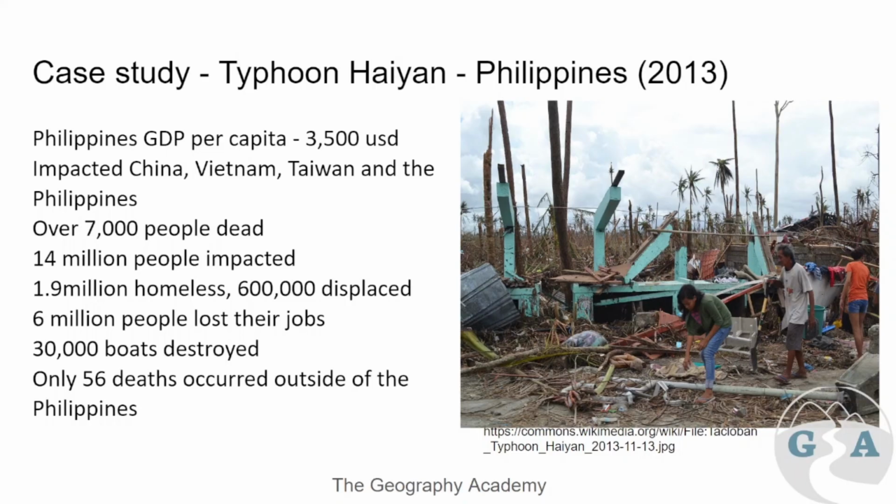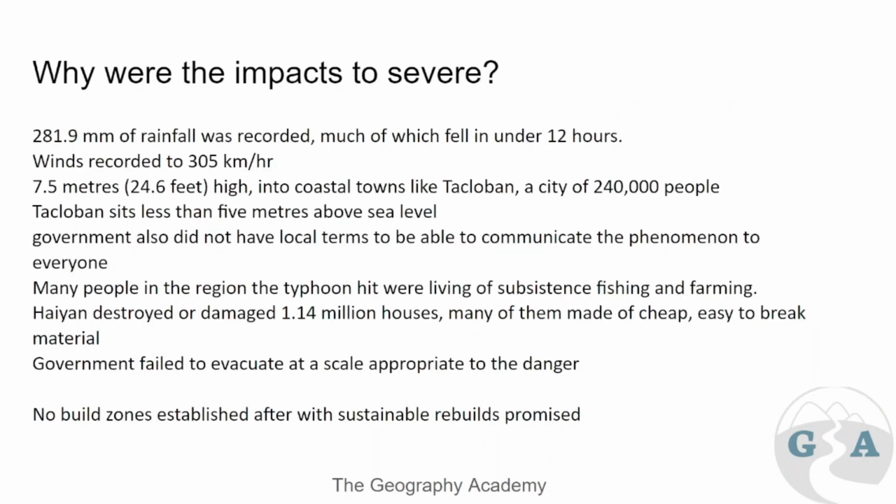We see that 6 million people lost their jobs, and 30,000 boats were destroyed along the coastline. Outside of the Philippines, though, only 56 deaths. So this very particularly impacted the Philippines, even though it technically hit other countries. So there are a couple of reasons why it was so severe. One was the level of precipitation, which was incredibly high, going up to 282 millimeters in under 12 hours.